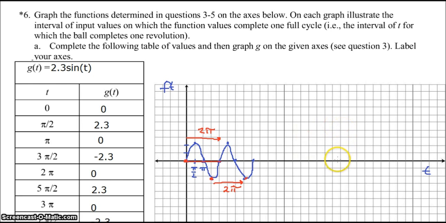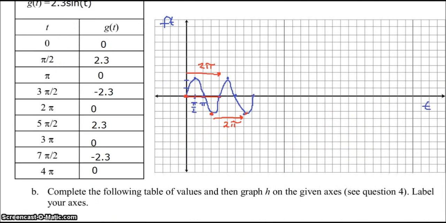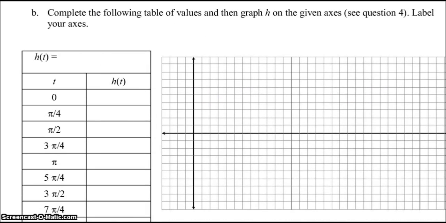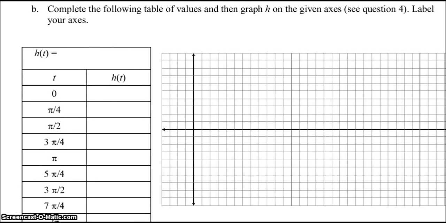Okay, let's move on to the next one. Complete the following table of values and then graph h on the given axes. So h of t, I believe, was 2.3 times sine of 2t. Now what's interesting is that these are different time values, but we get the same sort of pattern. You might want to think about why that is.